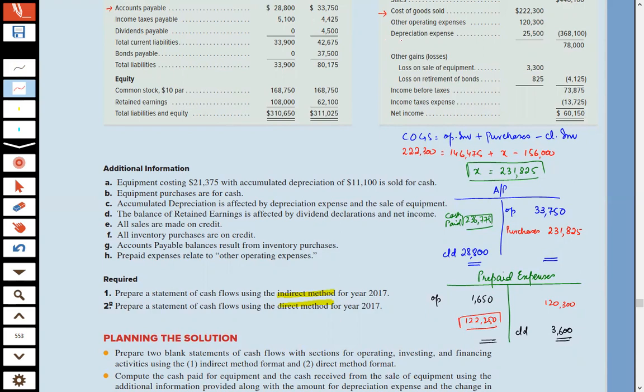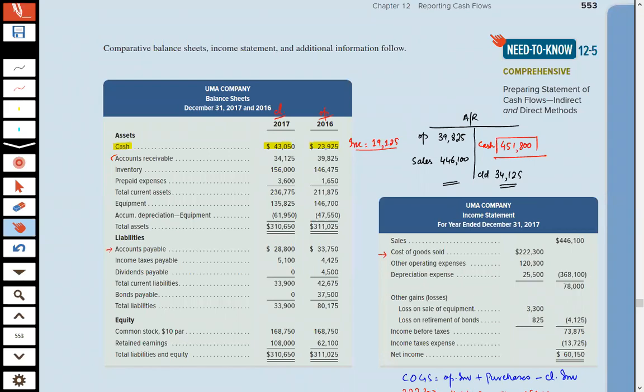This amount will reflect in the cash flow statement under the direct method operating activities. Now we will make the account of income taxes payable to ascertain how much tax we have paid to the tax authorities. That is, it would be tax payable. Opening, it's the liability. Opening will be here. Tax payable 4,425. Closing 5,100.